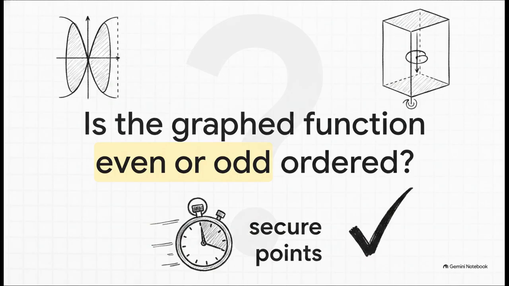You're given a sketch and asked to state whether it's even or odd, and you absolutely must provide a reason. Because you now possess these visual tools, you can just look at the sketch, instantly identify whether it has mirror-like line symmetry or a rotational point symmetry, and immediately write down your answer and your reason. You're saving precious time and securing your points.